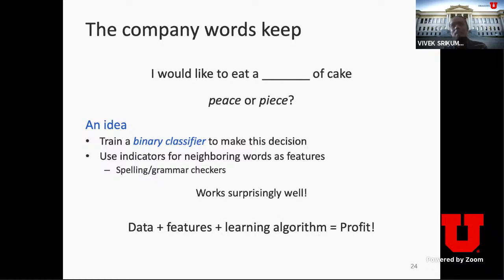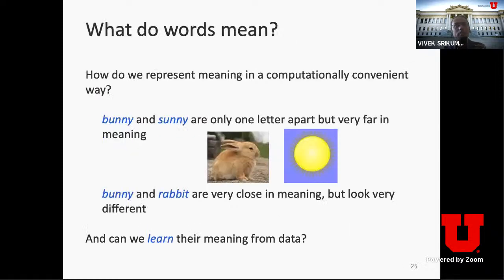But what do these words actually mean? At this point, we're not actually looking at the meaning of words at all. We're just treating them as strings. How do we represent words in a way that computers can understand? You can't just use the spelling, because spelling can be rather misleading. Bunny and Sunny are just one letter apart, but mean very different things. Bunny and Rabbit, I don't think they share a single letter, but they mean the same thing for all practical purposes. So we can't use the spelling of words. We can, of course, use the dictionary, but the dictionary is also full of words. So we're just making it another problem. So can we learn the meaning of words from data?